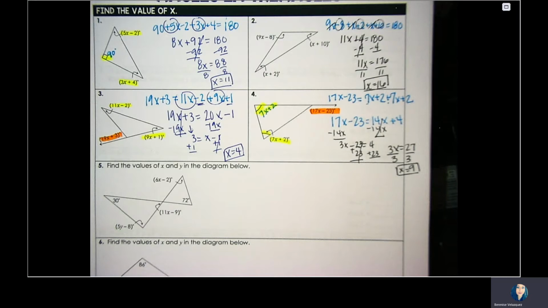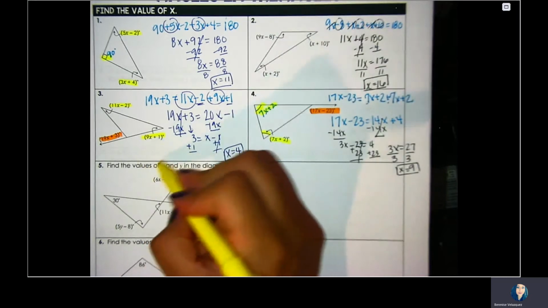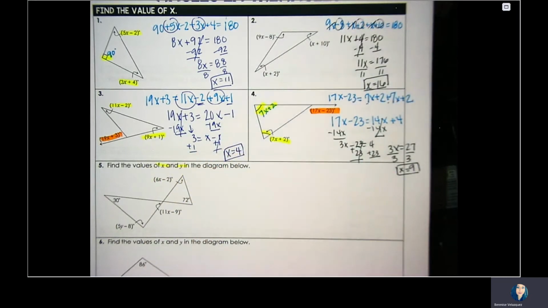Okay, this one, the instructions change a little. It says find the values of x and y in the diagram below. So you have to be careful because you can't find x using y. You can't find y using x. So you have to solve for one variable first and then move on to the others. Just keep that in mind.